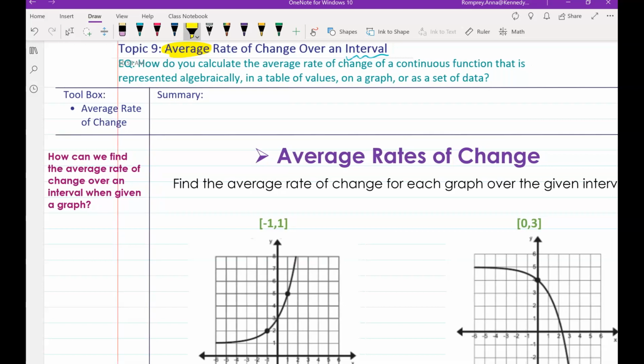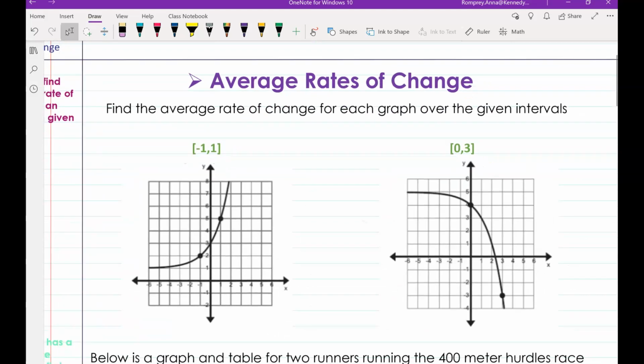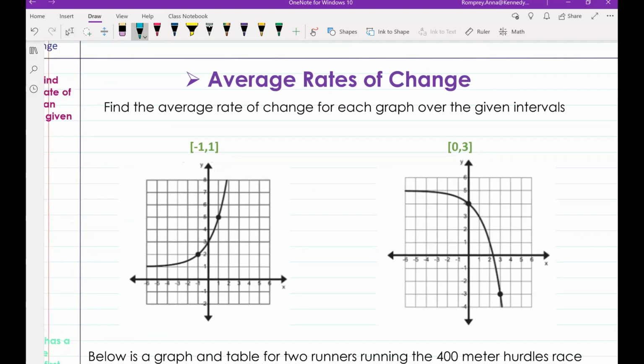First, how can we find the average rate of change over an interval when given a graph? Average rate of change is also known as slope. Hopefully that word is familiar to you. If you've heard of slope, we have an expression that we use called rise over run. When we're determining the slope of a particular line or section of a graph, we're finding the average rate of change just along that interval.